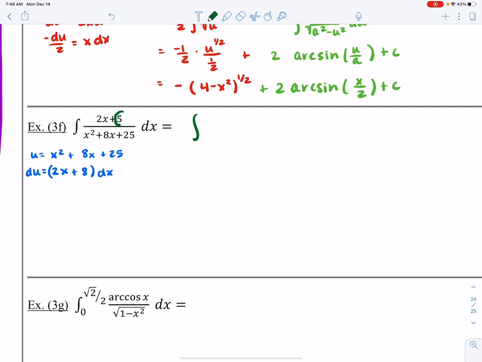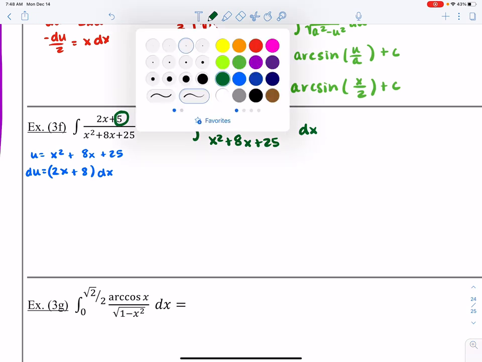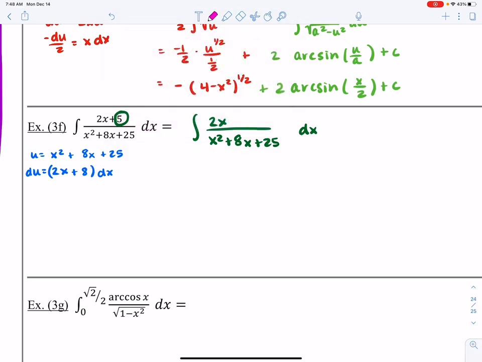I want to keep 5. So is there a way I can keep 5 but turn it into an 8 and something else? So I'm going to keep this 2x here, and I'm going to keep this x squared plus 8x plus 25 here. And instead of 5, I'm going to write plus 8 minus 3. Now, I'm going to argue that is still 5. All I've done is expand this out.